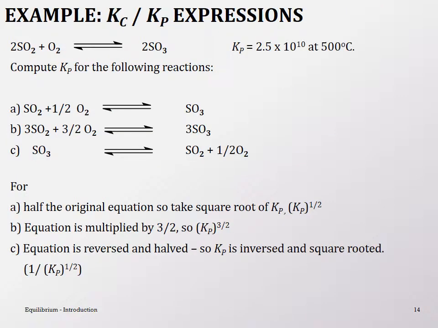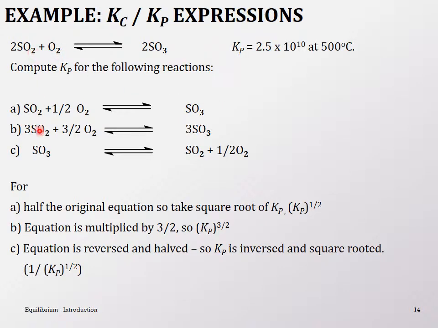So here is an example of calculating and doing these manipulations for Kc and Kp. Here's a reaction, sulfur dioxide plus oxygen to give you sulfur trioxide. The Kp is given to us as 2.5 times 10 to the power of 10 at 500 degrees Celsius. Again, remember the temperature doesn't matter so much right now. So compute the Kp for the following reaction. Here we have sulfur dioxide and half of oxygen going to sulfur trioxide.